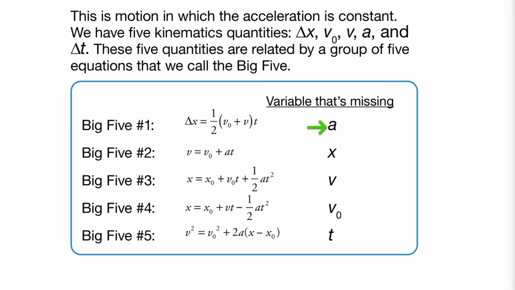So we can see big 5-1 is missing acceleration. Big 5-2 is missing the displacement. Big 5-3 is missing final velocity. Big 5-4, initial velocity, and big 5-5, time. So that's quite useful because it gives us an approach to get into these problems.